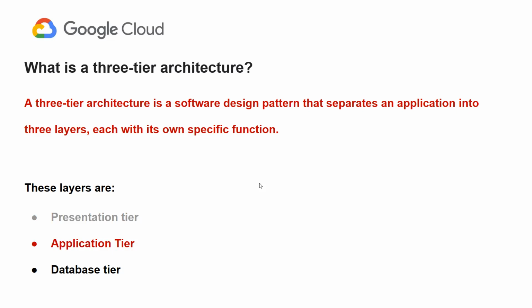Talking about the application tier, it processes user requests, performs calculations, and executes business rules. You can implement this tier as a microservice or a set of microservices that run on Cloud Run. These microservices can be built using a variety of programming languages and frameworks, such as Node.js, Java, or Python.